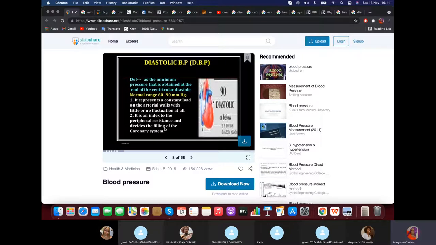They're not central, like the central part of your circulatory system will be your heart. You get it, so peripheral is like the blood vessel. Then, as I explained what it is, it's between heartbeats. This is the normal range, 60 to 90.